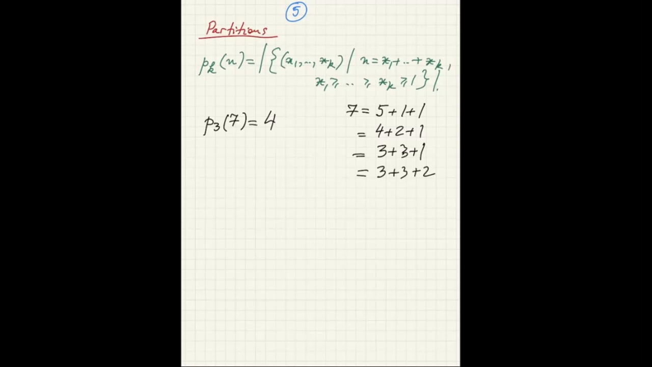Okay. What values can we find for pkn? What about p1n? Well, that one is not too difficult. It's just one solution, x1 equals n. And I'll leave it as an exercise for you to figure out that p2n is the number of solutions where k equals 2, and claim that that is going to be something like floor of n over 2. Okay.